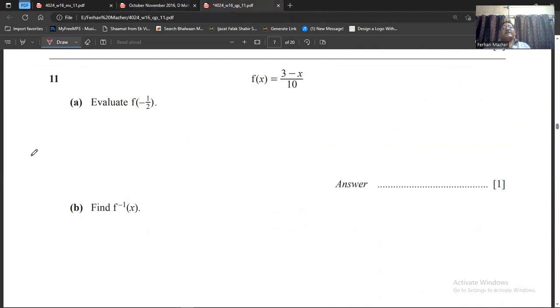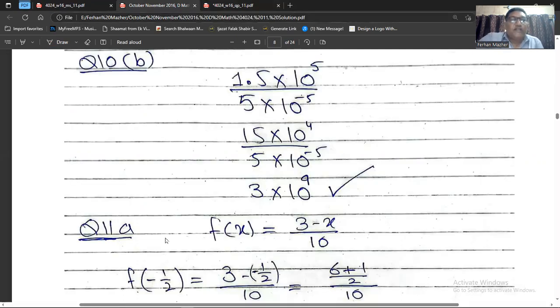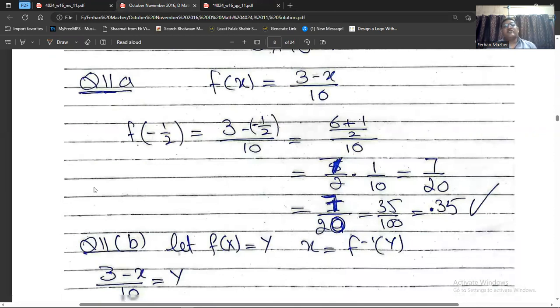Question number 11, here we have a function, f of x is given as (3 minus x) divided by 10. And the first part is evaluate f of minus 1 by 2. F of minus 1 by 2 means that in the formula of this function, wherever there is the x, substitute it with minus 1 by 2. So f of minus 1 by 2, wherever there is the x, I will substitute it with minus 1 by 2. You can see here I have substituted it.